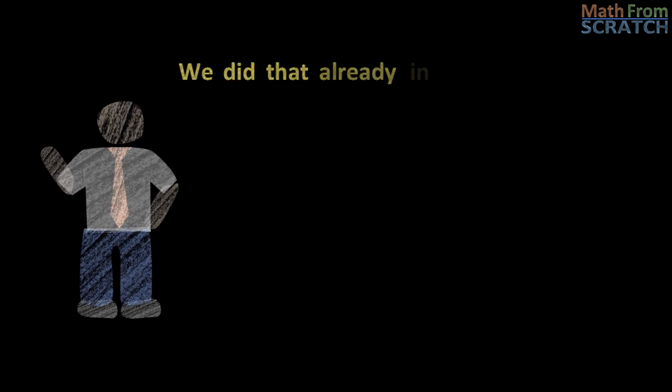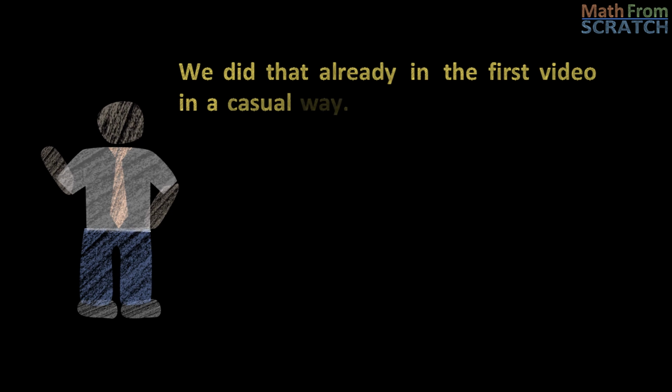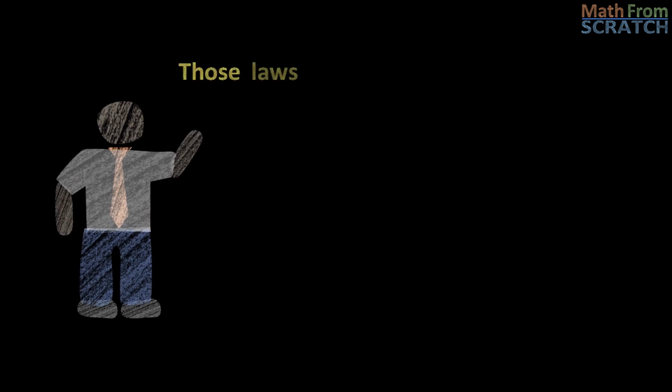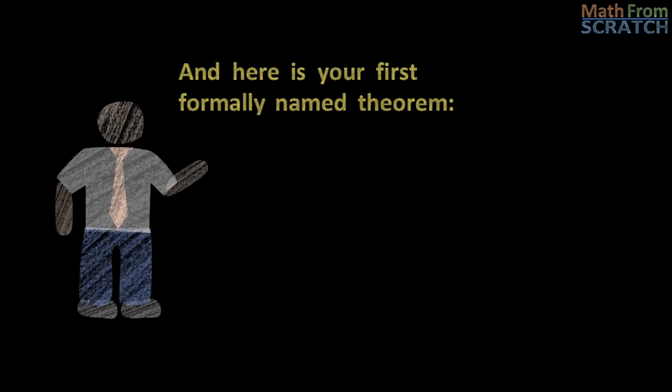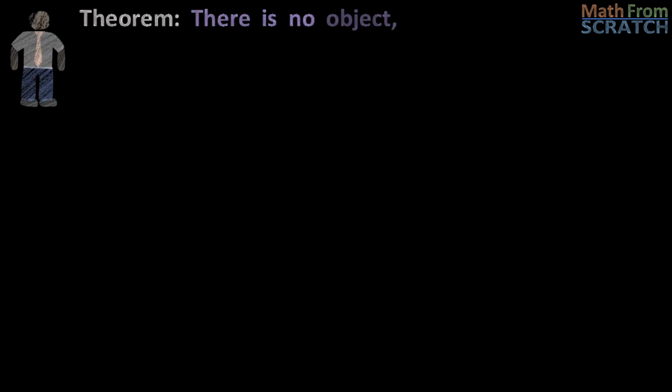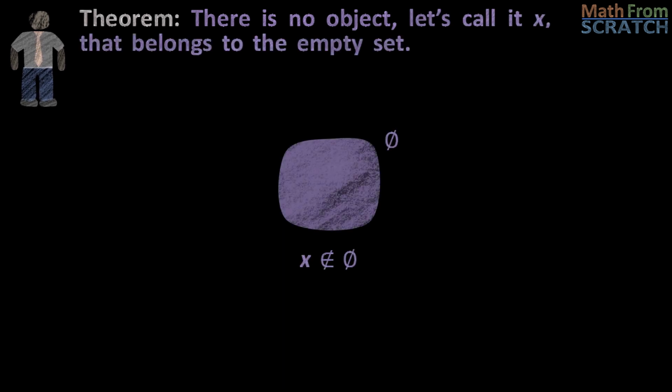After we declare some definitions, we may construct some laws, which are consequences of those very definitions. We did that already in the first video, in a casual way. Those laws are actually called theorems. And here is your first formally named theorem. There is no object, let's call it X, that belongs to the empty set.